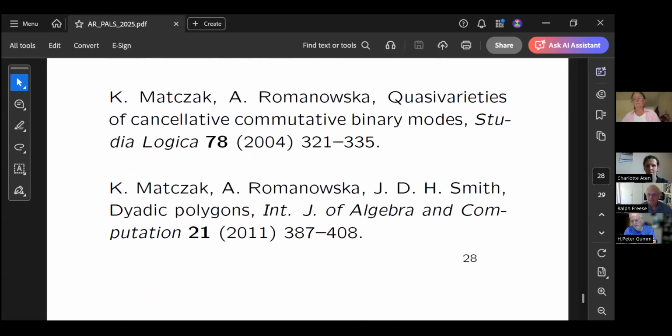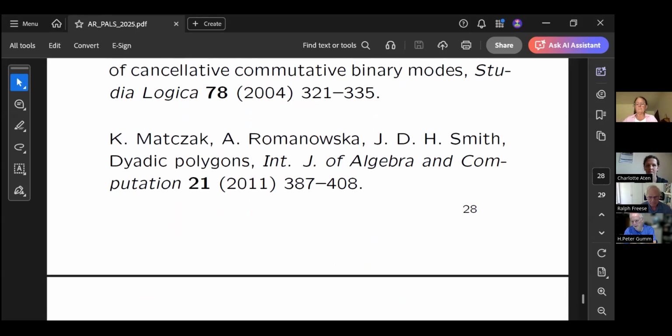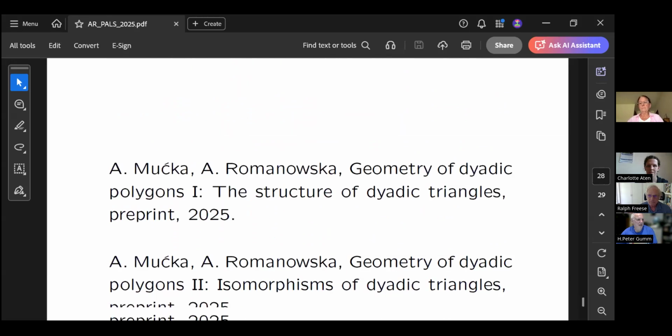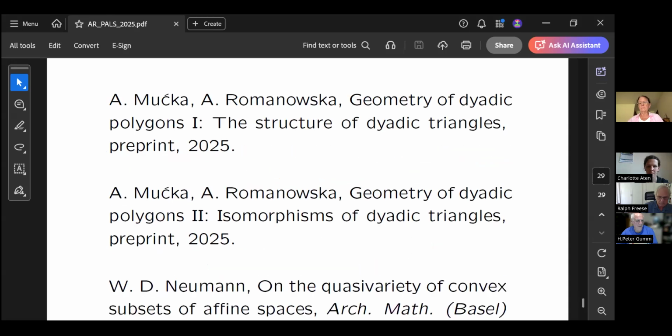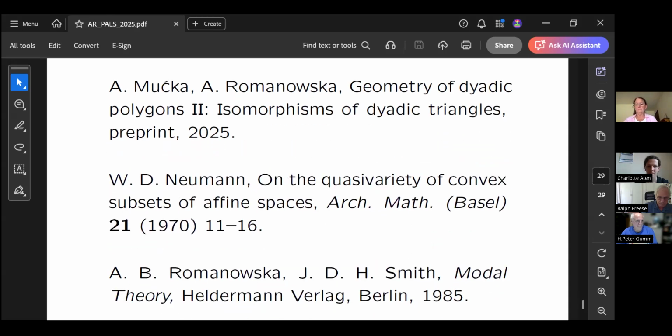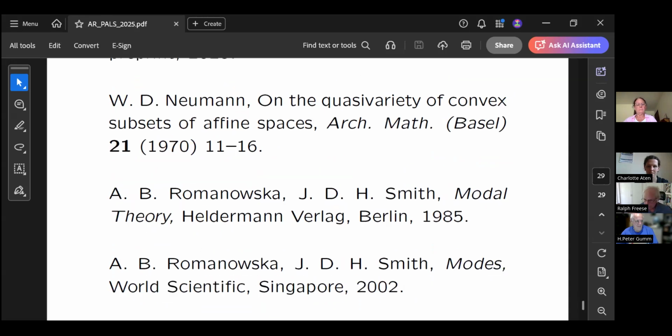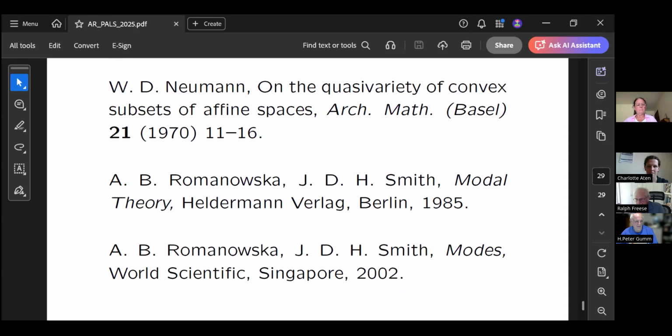Then already a little classical paper about dyadic polygons, the first one of the series. Then there are two new papers written by Anna Mućka and myself when we started to investigate the geometry of dyadic polygons, and some later papers are in preparation. And finally, this is the basic paper by Walter Neumann on quasi-varieties of convex subsets of affine spaces, and our book, Modal Theory, and the second book about modes.